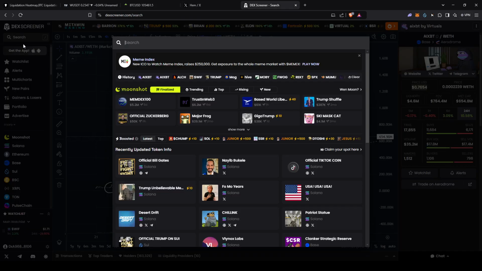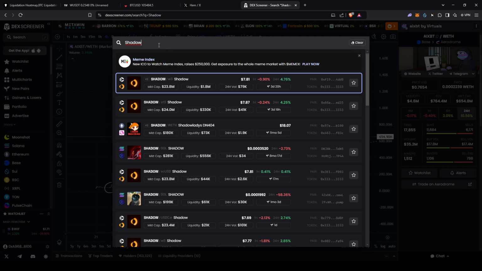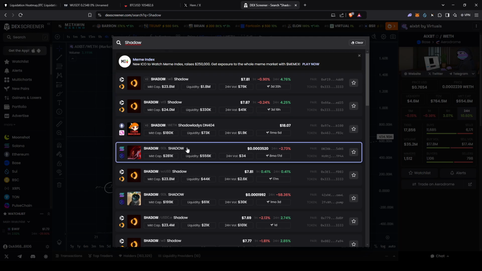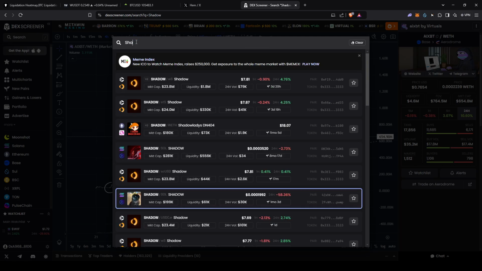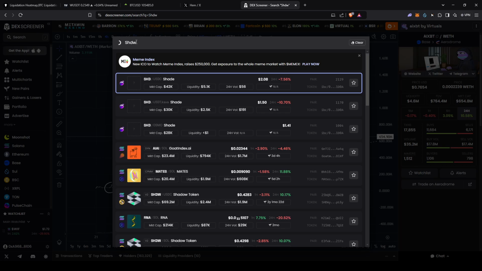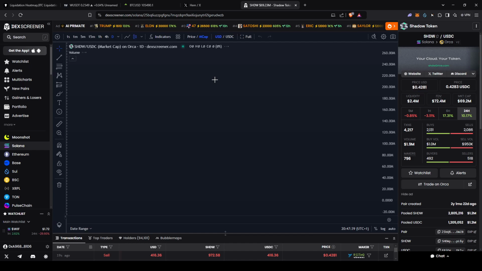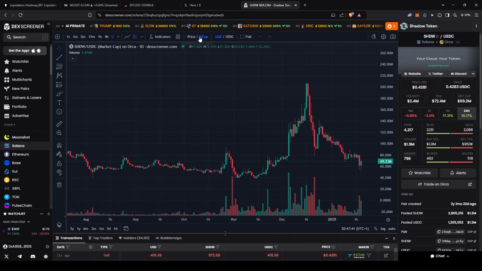Shadow. Yes, I do hold some Shadow. Let's see if it's done anything. It's still a very small bag of mine. I might have to do this, considering everything else, like Solana is a lot bigger. I forgot.